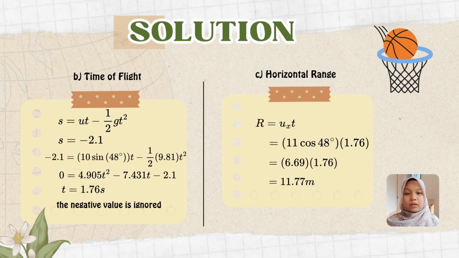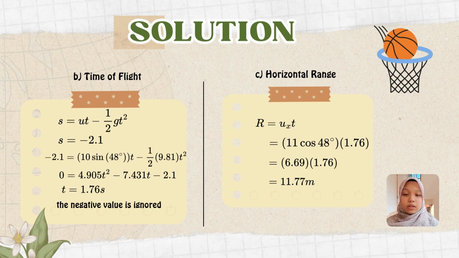Finally, we calculate the horizontal distance traveled. Since the horizontal velocity remains constant throughout the motion, we use r equals ux times t. Substituting the value, we get 11 cos 48 degrees times 1.76. Final answer is 11.77 meters. From our calculation, the basketball reaches a maximum height of 4.91 meters, stays in the air for 1.76 seconds, and travels a horizontal distance of 11.77 meters.